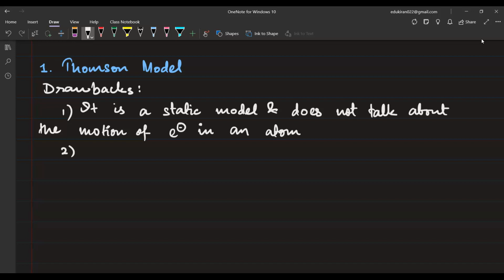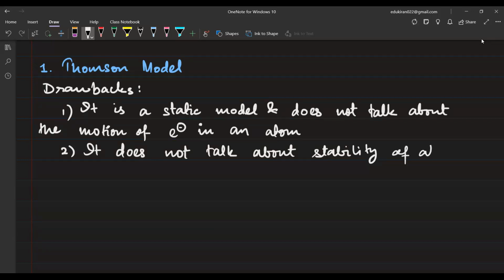Second, it does not talk about the stability of the atom. Does not talk about stability of atom. Write this down. Let me know once you're done. Done, sir.